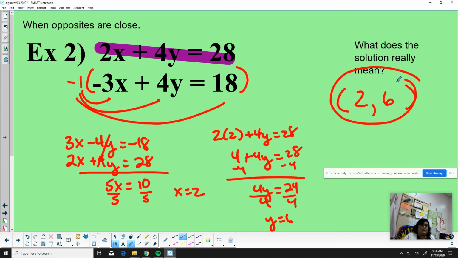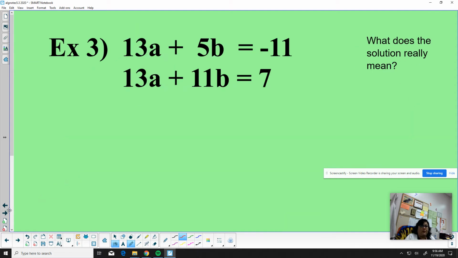And remember what that means? That's where the two lines cross on a graph. Okay, so when the terms are close, the same number but the same sign, I'm going to take one equation and multiply it by negative 1. Remember, my objective is to get them to be opposites of the same number, at least the x or the y, so something will cancel and I can solve for the other letter. All right, so press pause and you try this one and see what you come up with.